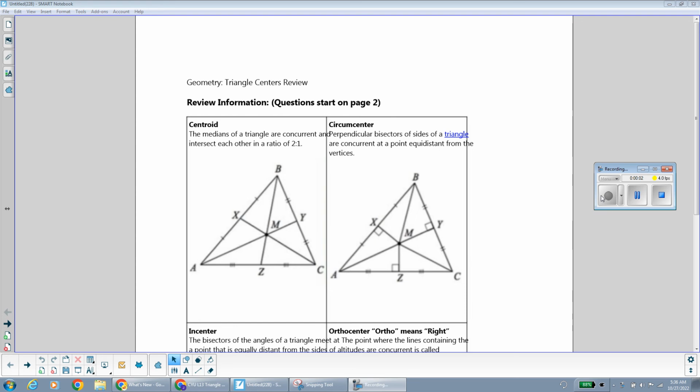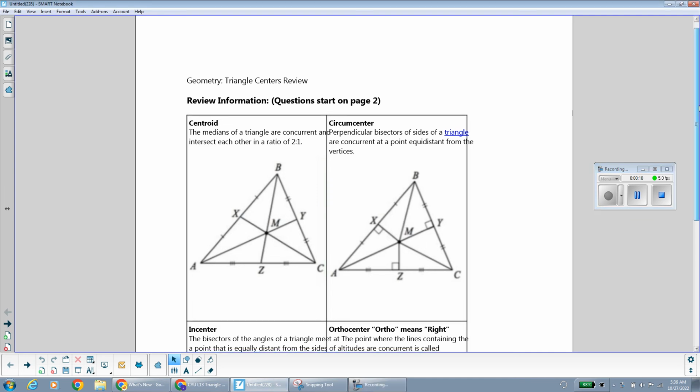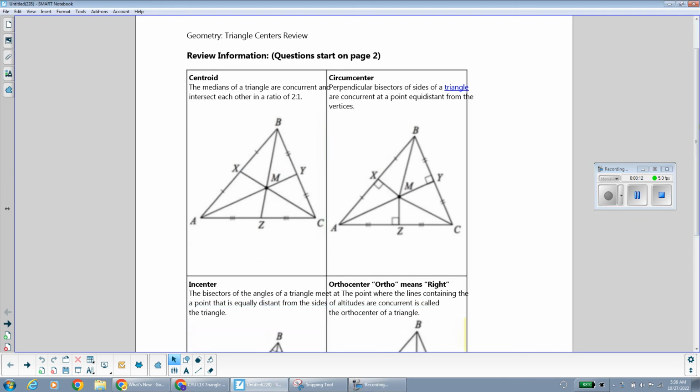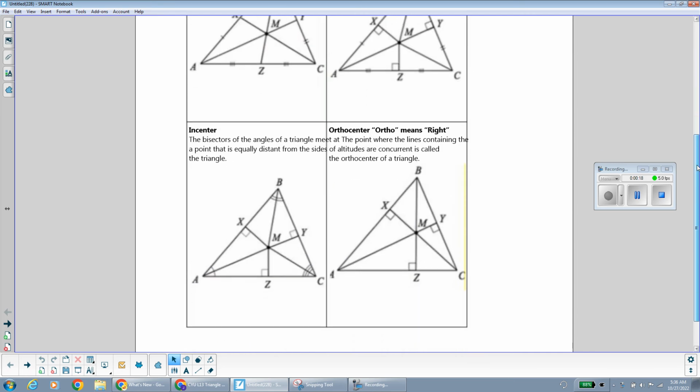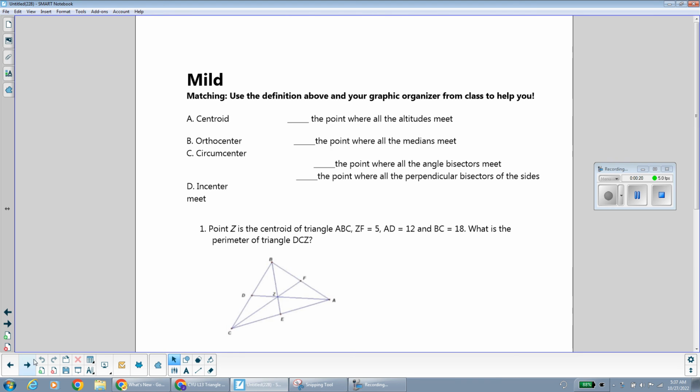Hi everybody, in this video we're going to go over the check your understanding for triangle segments and centers. So the first page has a review of what the 4 different triangle centers are, so definitely take a look and read through. I'm going to skip right to the questions so that we can start going over them on this video. So the first part is matching. We're going to match the triangle center to its definition.